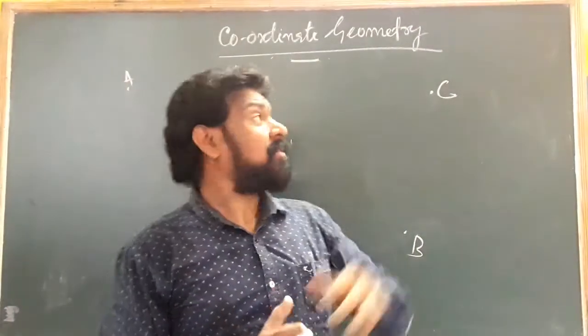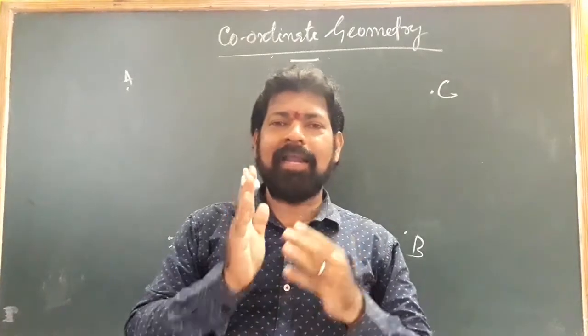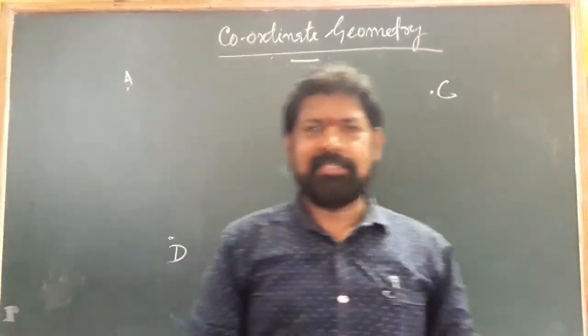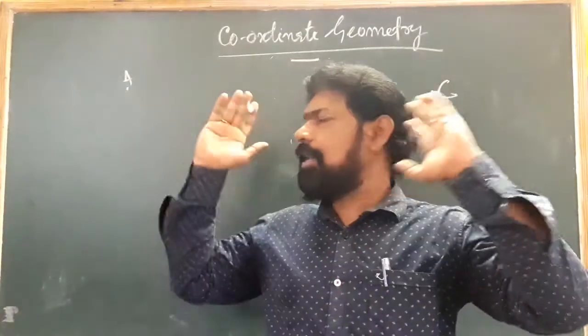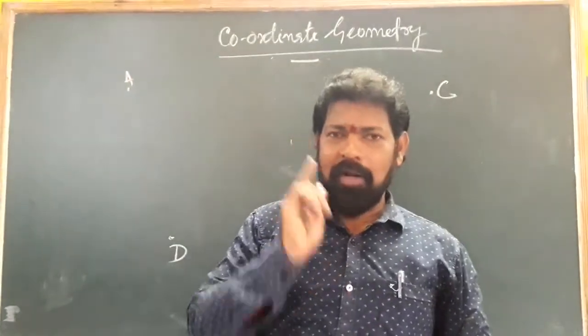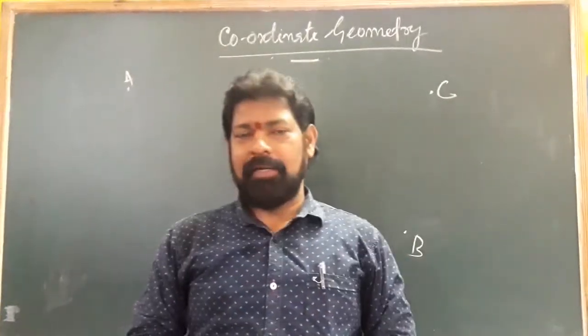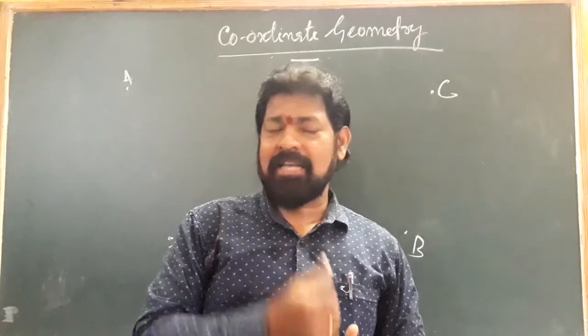Speaking the address is quite difficult. But in mathematics, with the help of coordinate geometry, we can easily locate where A is, where B is, where C is, where D is. Like this, any number of points present in the plane you can easily locate, and that is only with the help of the topic of the day, that is coordinate geometry. Then how can we find the address of these points?